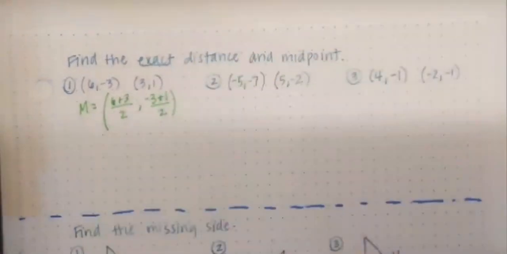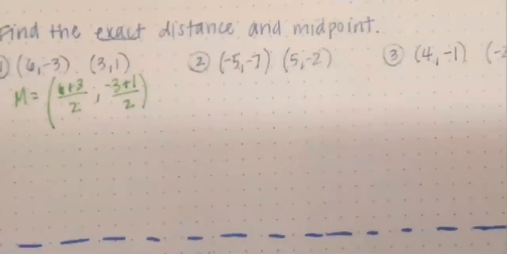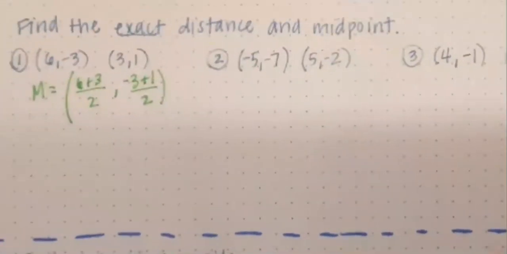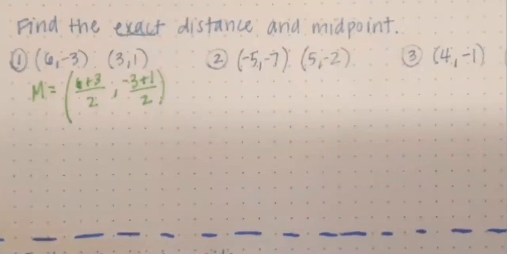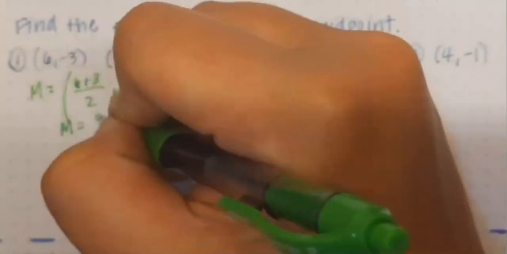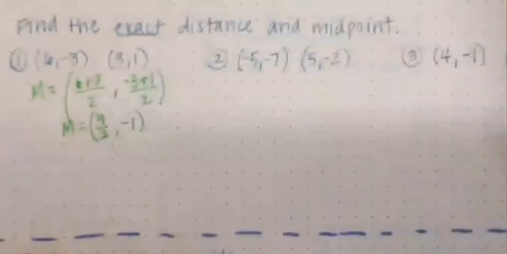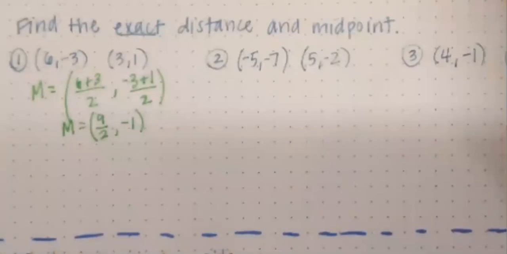Let me see if I can make that clear by zooming in some. See if that helps. The sign is kind of blurry. I don't know what's going on. All right, so 6 plus 3 is 9. 9 is not divisible by 2, so I'm going to leave that as 9/2. And then -3 plus 1 is -2, and -2 divided by 2 is -1. So my midpoint is at 9/2, -1.